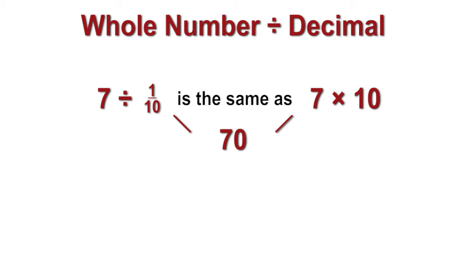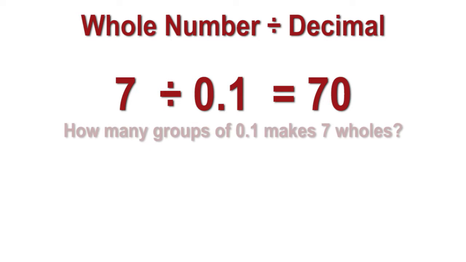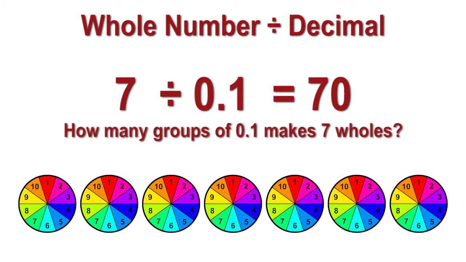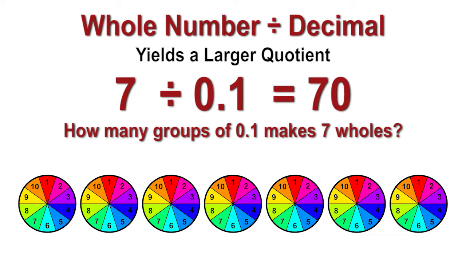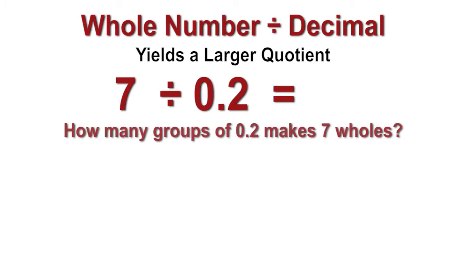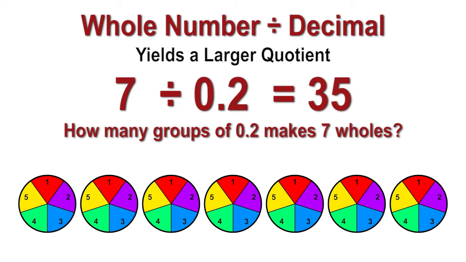Your student may come to this understanding through problems such as 7 divided by 1/10. It is the same thing as asking how many groups of 1/10 make 7 wholes. We then can think if 10 makes 1 whole, then 70 makes 7 wholes. So 7 divided by 1/10 is 70. The quotient is larger than the dividend. Students then can proceed to problems such as 7 divided by 2/10. How many groups of 2/10 will fit in 7 wholes? If 5 makes 1 whole, then 35 makes 7 wholes. Therefore, 7 divided by 2/10 is 35. Again, the quotient is larger than the dividend.